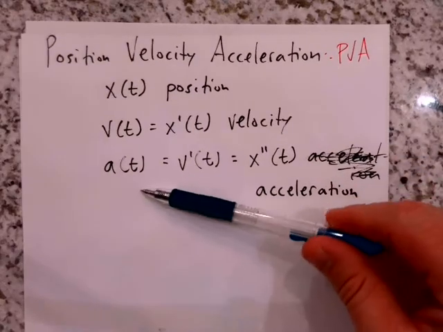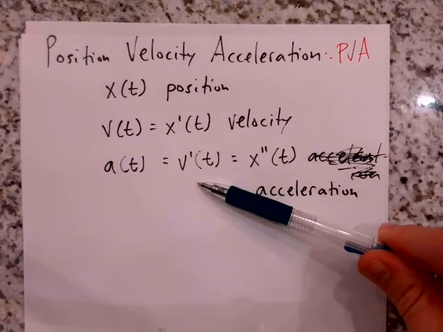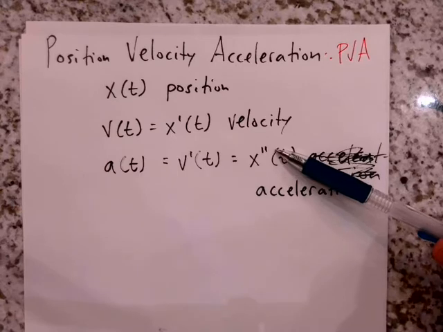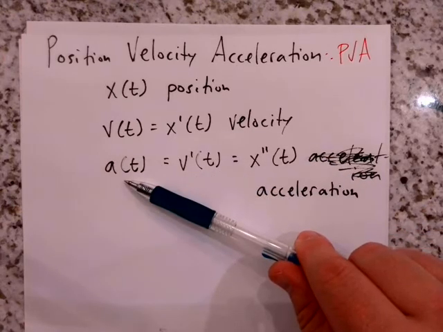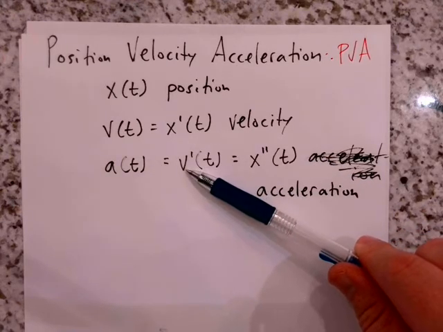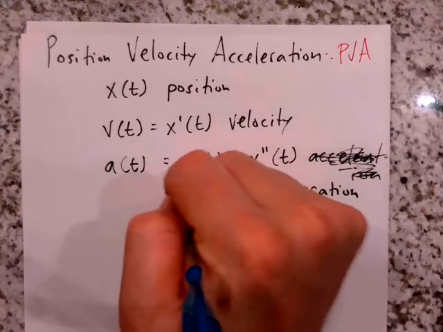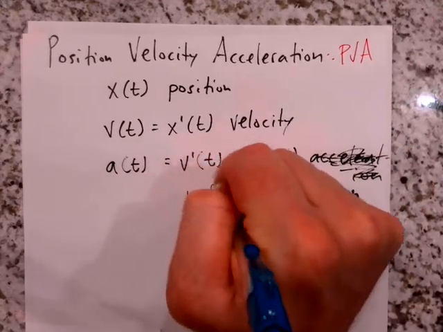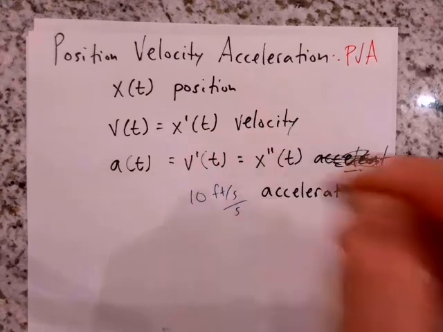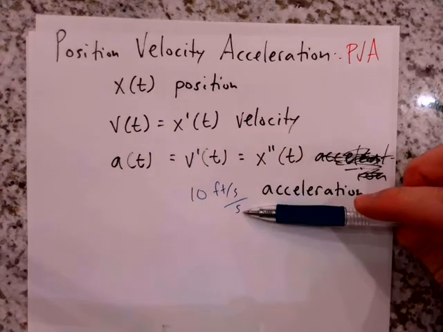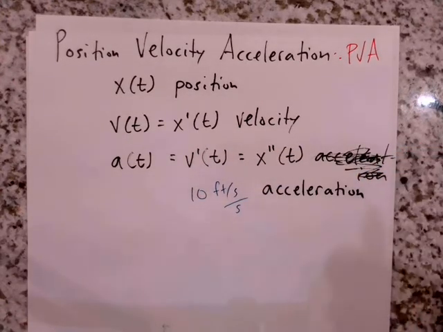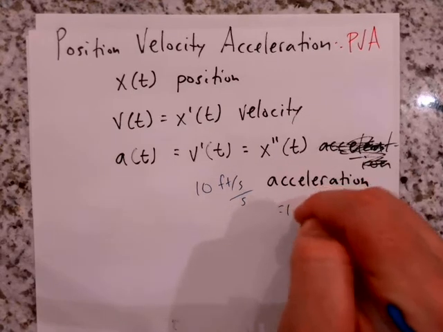And acceleration is the derivative of velocity, which is the second derivative of position, because acceleration tells you how fast velocity changes. If your acceleration is like 10 feet per second squared, that means that every second you're going 10 feet per second faster. Right? So 10 feet per second squared.